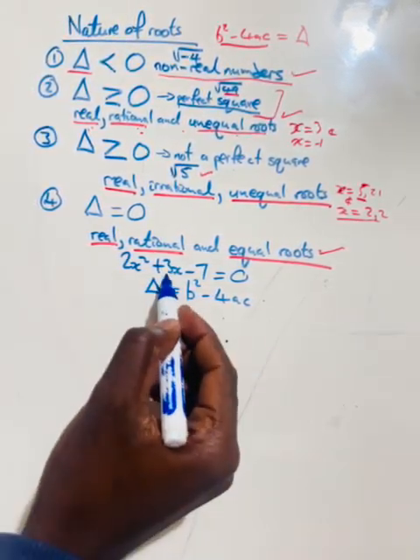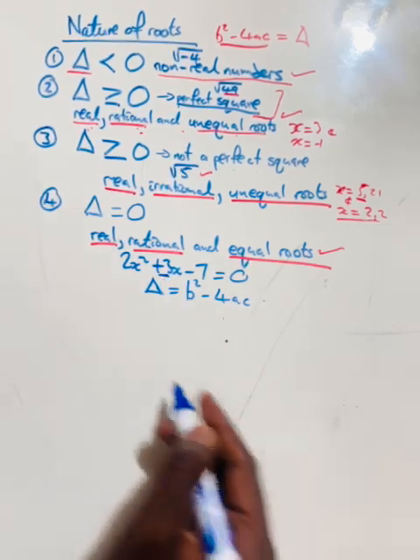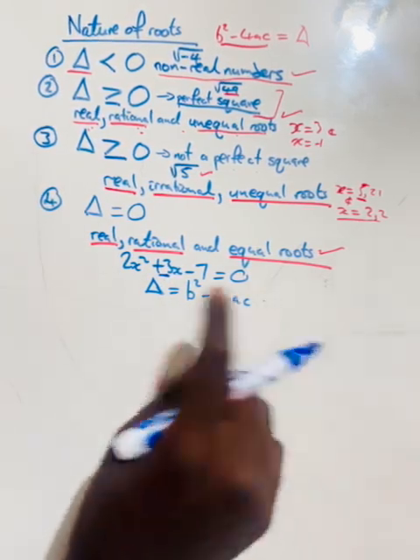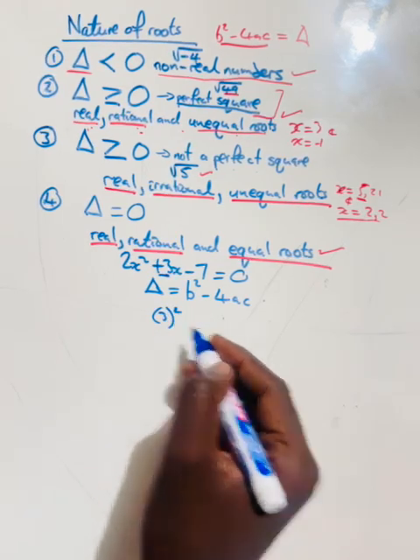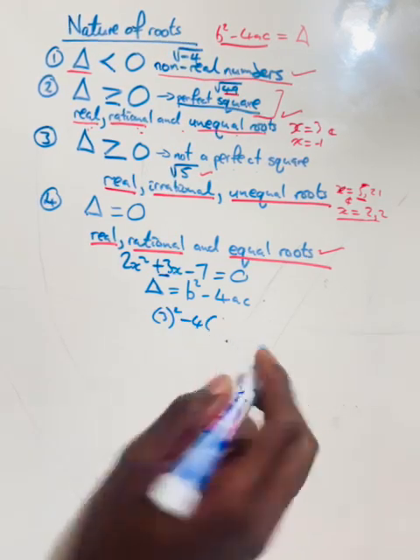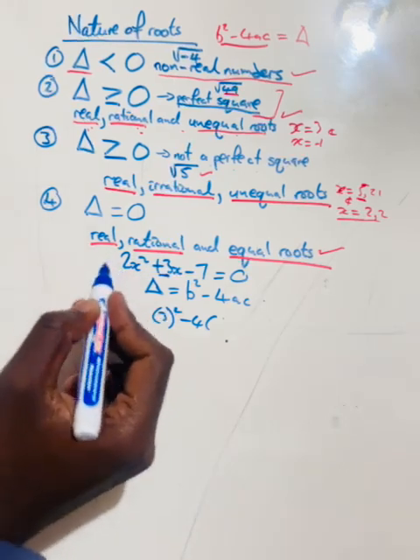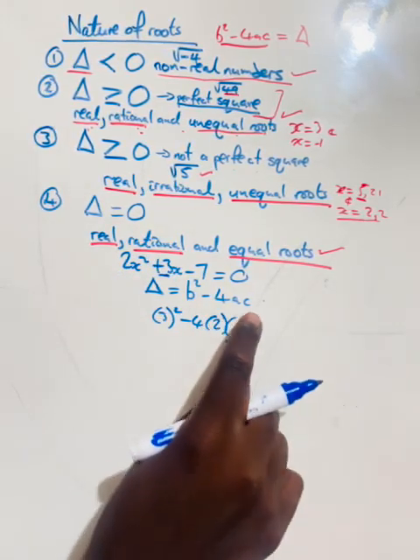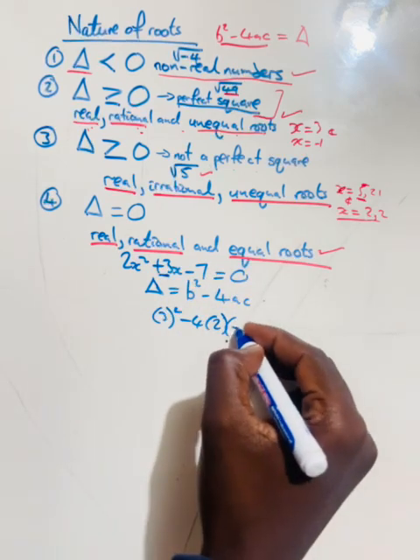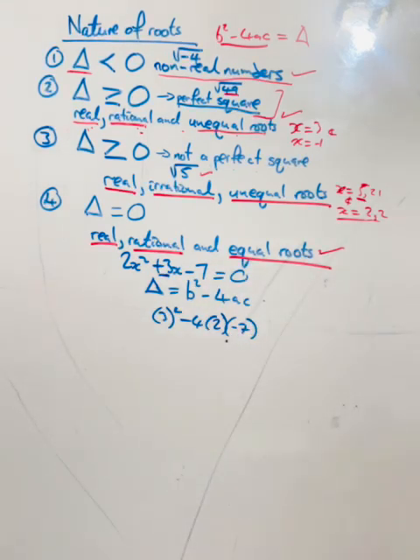So where is our b? Positive 3 is our b. So now we say, open bracket, 3 squared minus 4 multiplied by a, which in this instance is equal to 2, multiplied by c, which is negative 7, right?